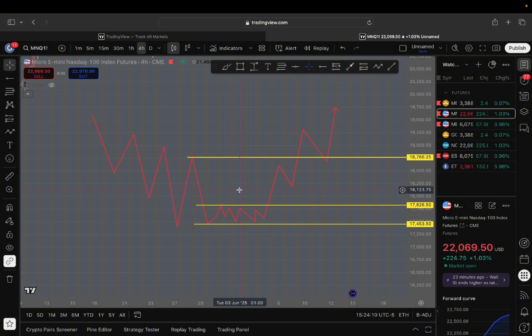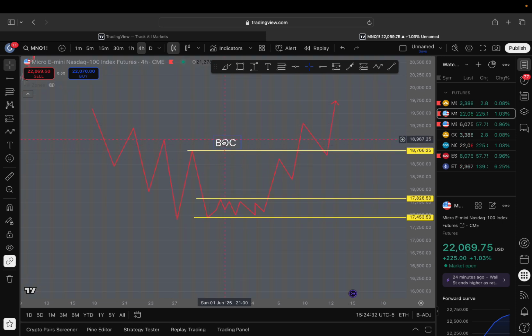So we have lower highs and lower lows, right? Price started consolidating, making that push to the upside, breaking this roof. Never retested, let's say, but it breaks this lower high. This is called break of structure. This is break of structure.